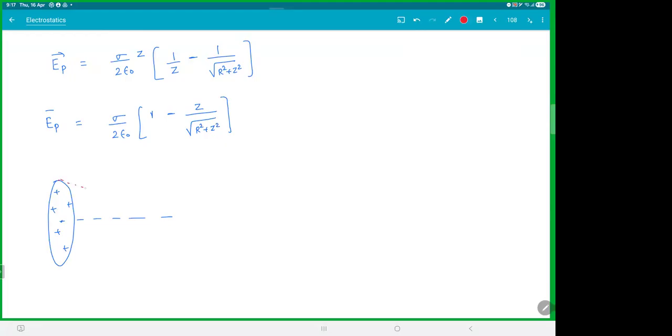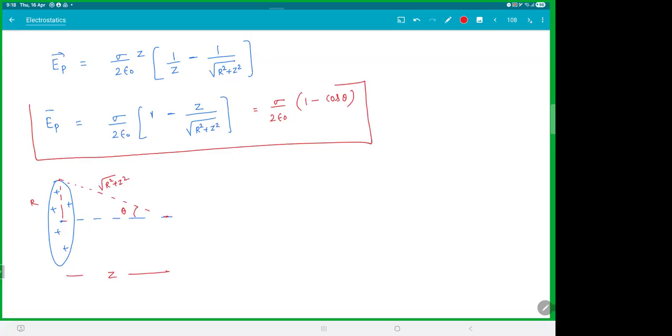So from the top of the disk, if you take till this point, and if you see this is the angle theta, what is cos theta? This is z. This is r. This is root of r square plus z square. So this can be written as sigma by 2 epsilon times 1 minus cos theta. That's easy to remember, isn't it? The theta is the half angle. So instead of writing in terms of z and everything, that would be an easy formula to remember. So the field due to a disk is sigma by 2 epsilon times 1 minus cos theta, where theta is the half angle.